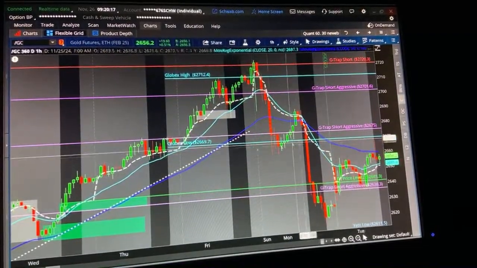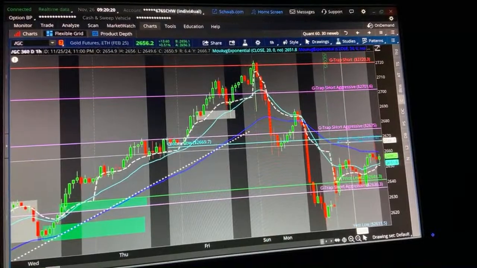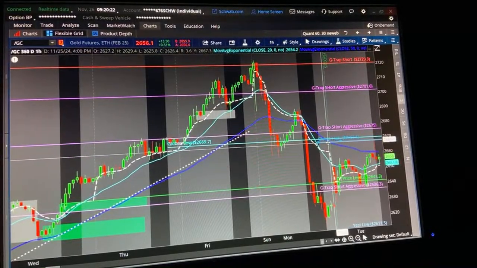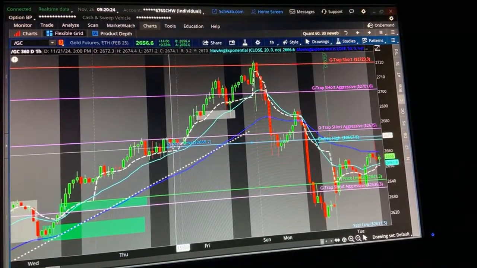Low volume, Globex high, Globex low. If we map that out, the high being here, low being here.